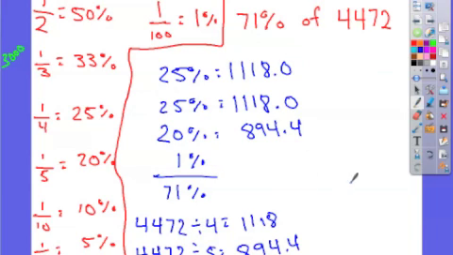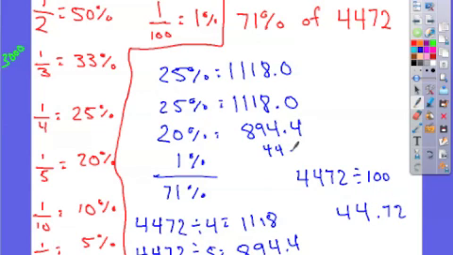And then my last one, I need a 1%. So I need 4,472, which is 100%, divided by whatever 1% is. 1% is 1/100th. So I'm going to divide it by 100. That is going to be 44 and 72 hundredths. 44 and 72 hundredths. Okay.